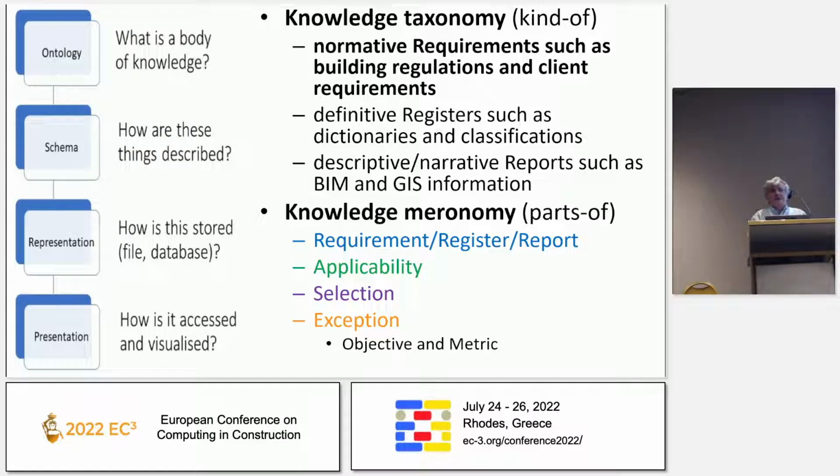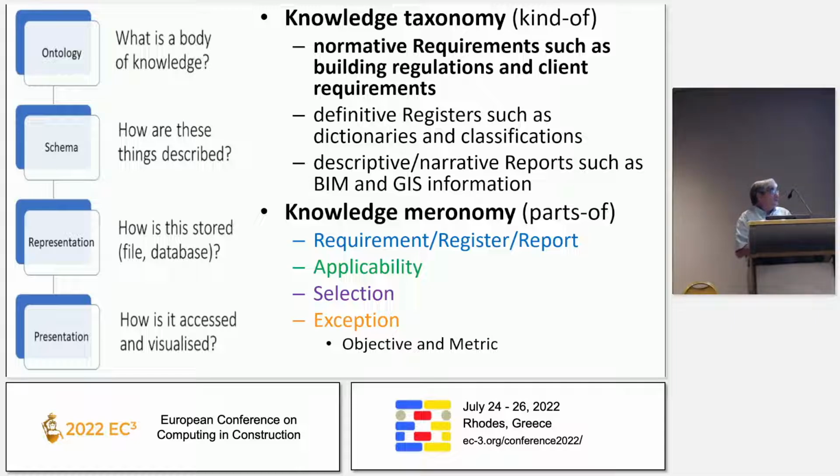What hasn't been much discussed is the meronymy of knowledge. What are the parts of knowledge? And RASE comes up with an answer that says there are 4 parts to knowledge when you break it down. There are requirements, there are applicabilities, there are selections and exceptions. And these serve to broaden or narrow the scope of the knowledge that you're capturing.